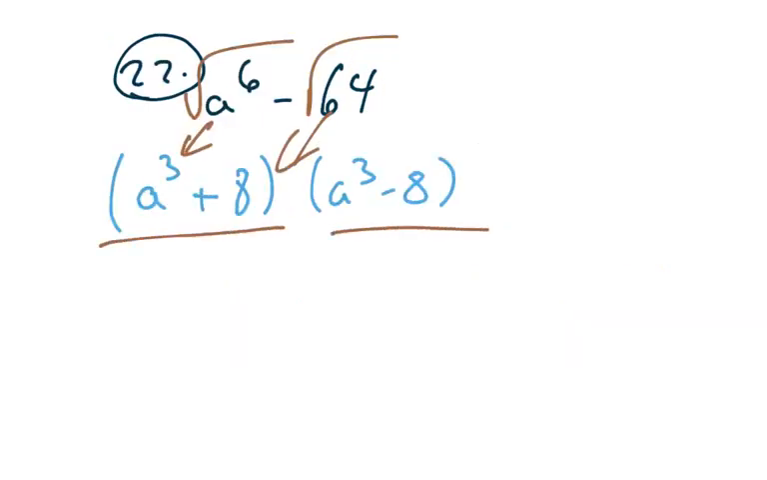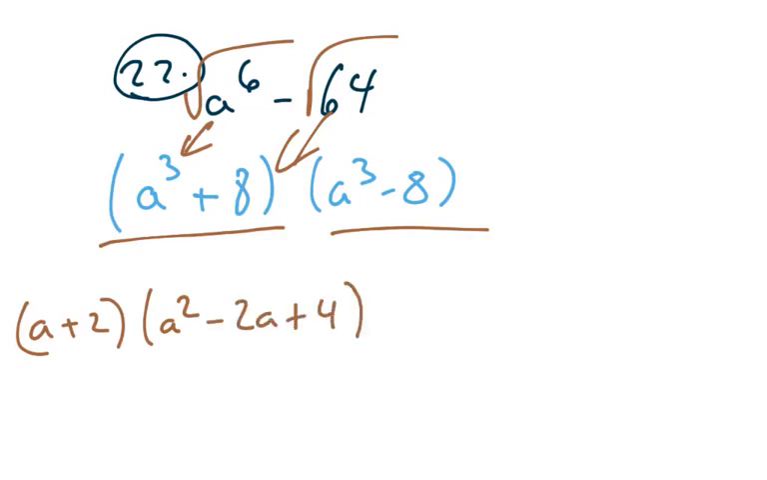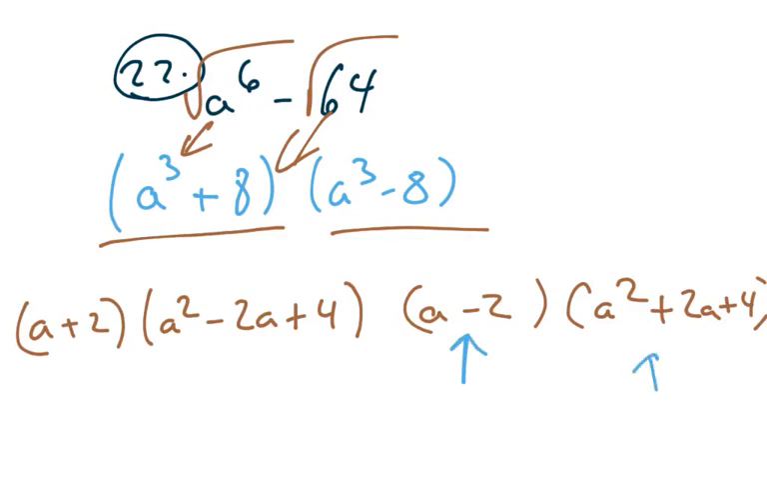So the first one's going to break down to a plus 2. The cube root of a cubed is a. The cube root of 8 is 2. This becomes a squared minus 2a plus 4. The other one's going to be basically the same thing, except the signs are going to be switched for the first part. So what I'm saying is these two signs, notice, are the opposite of these two. But that's essentially it. And there you have it.